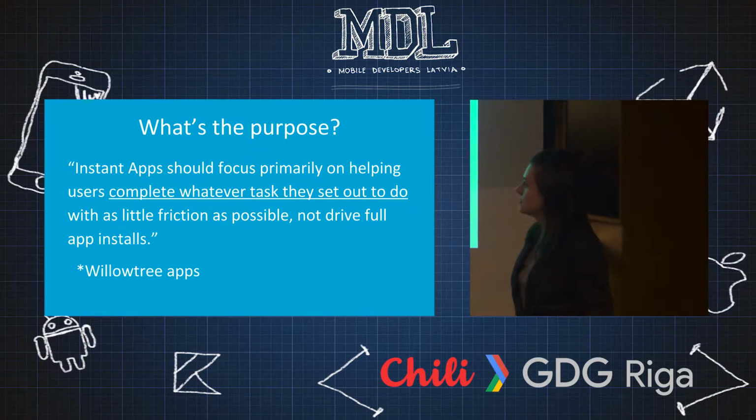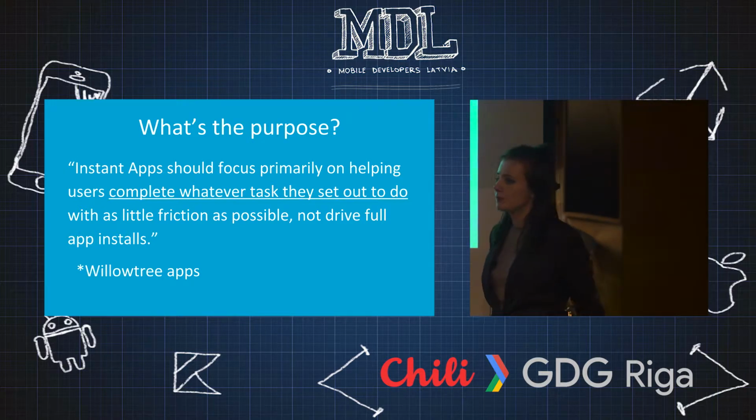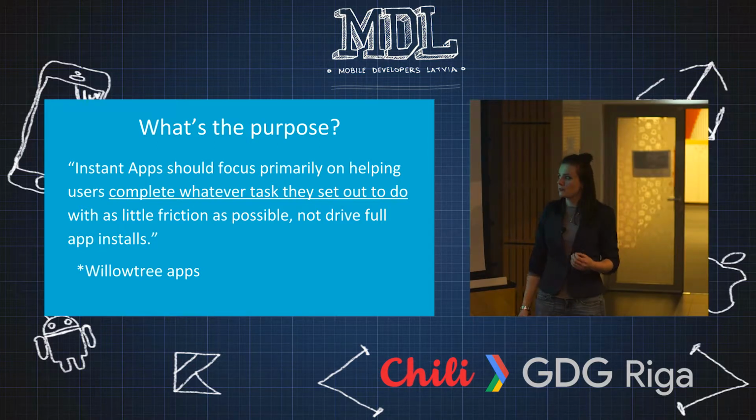So what exactly is the purpose of an instant app? I like this definition that's also coming from Willow Tree. An instant app is intended to complete whatever task it sets out to do. It's usually one single task, and it has to solve the user's problem as quickly as possible.